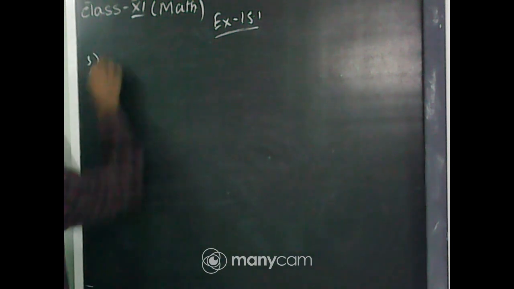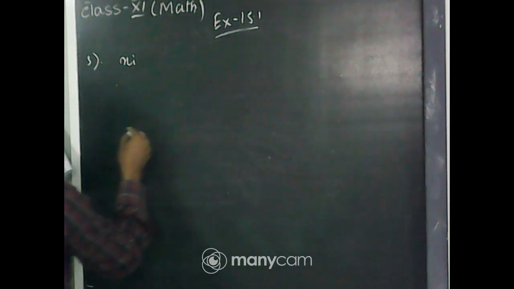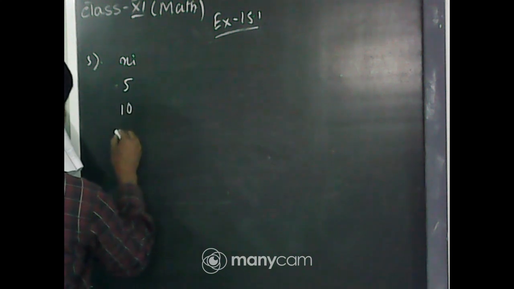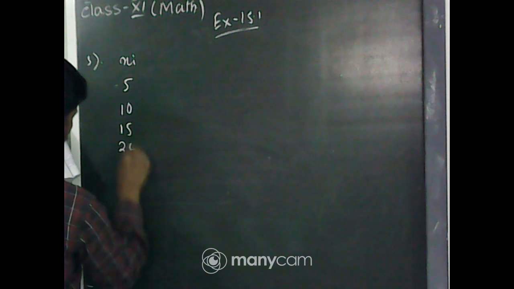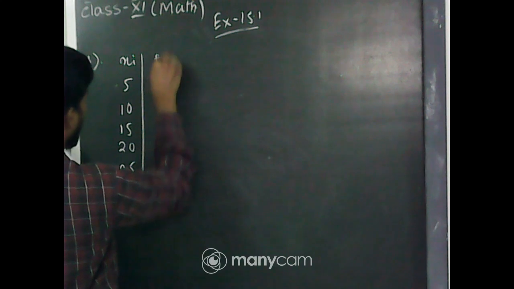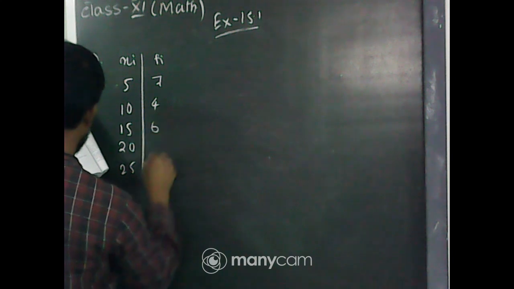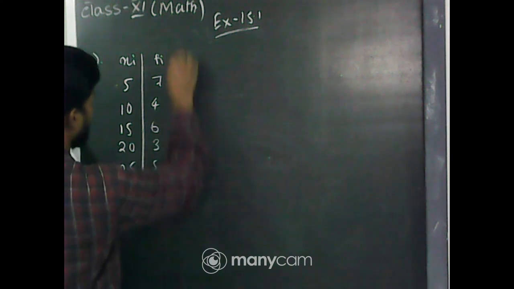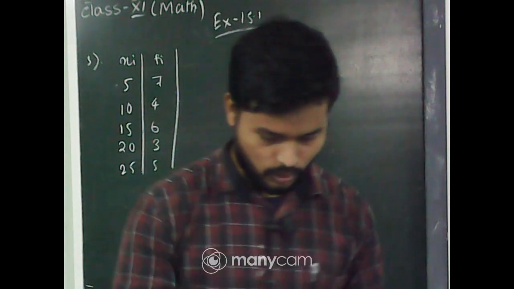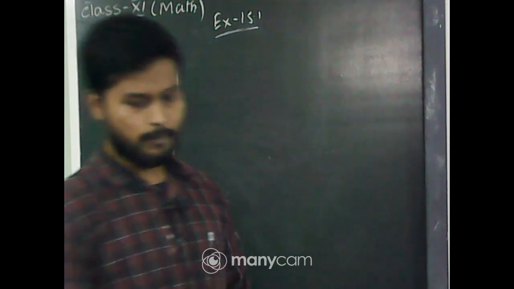Question number 5. Here the data are xi. I am making a table here. The data are 5, 10, 15, 20 and 25, and the corresponding frequencies are given as 7, 4, 6, 3 and 5. So, this table is given to you. You have to find the mean deviation of the data from its mean.